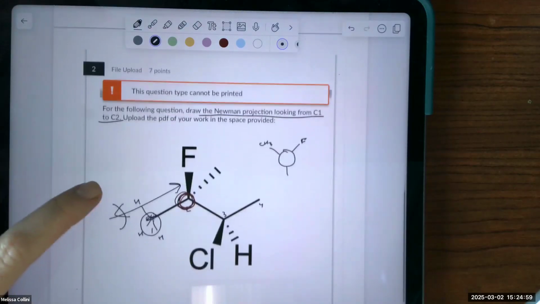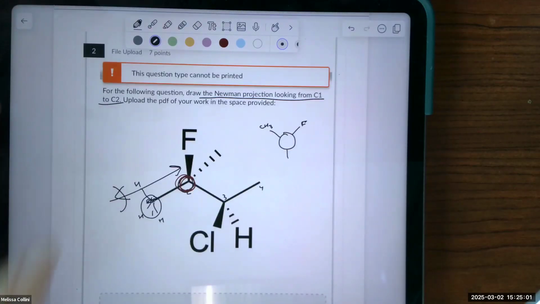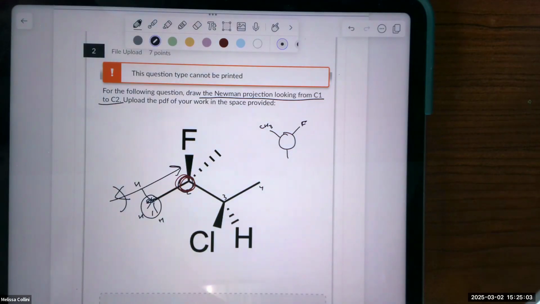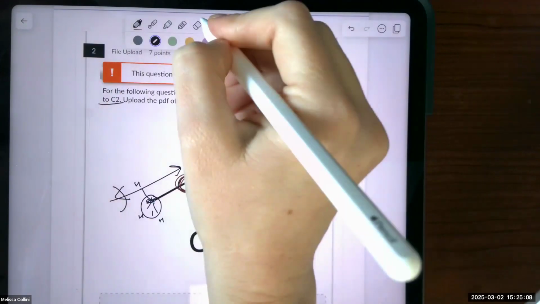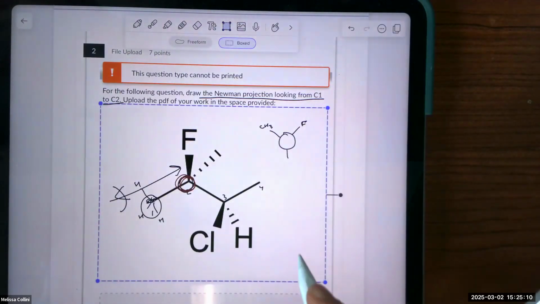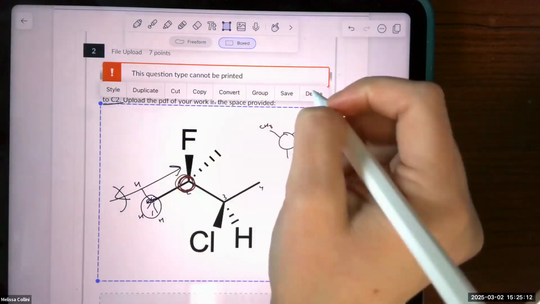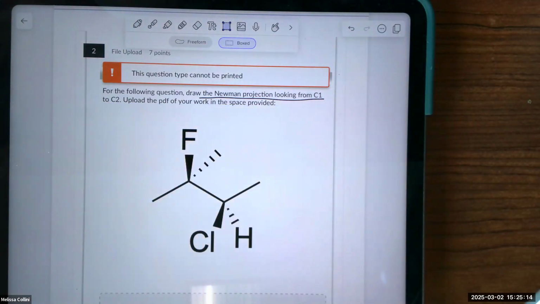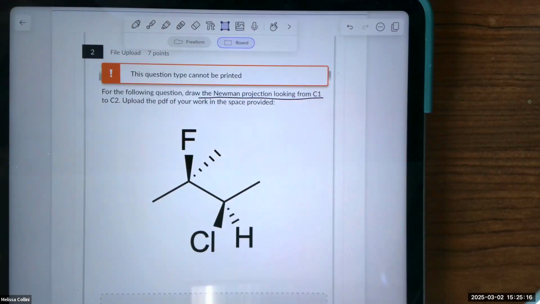Okay. The next question is the Newman projection looking from C1 to C2. So, oh, I already was working on this and then I realized that I wanted to use my model kit, so I'm going to delete this. So I did let my PLTL leaders borrow my modeling kit.